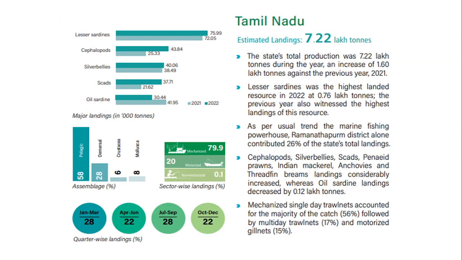In Tamil Nadu, the estimated landing was about 7.22 lakh tonnes, which was the state's total production in the year 2022, an increase of 1.6 lakh tonnes over 2021. We mainly concentrated on cephalopods, whose landing was about 43 tonnes more than the previous year. Its contribution is a little higher and it is placed in second position in the ranking.